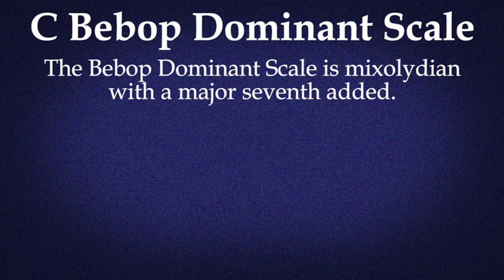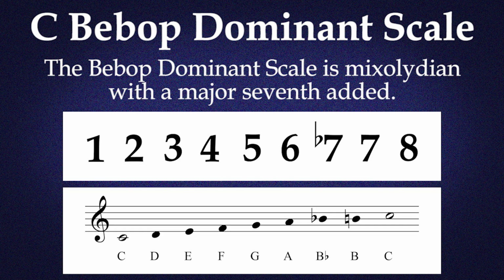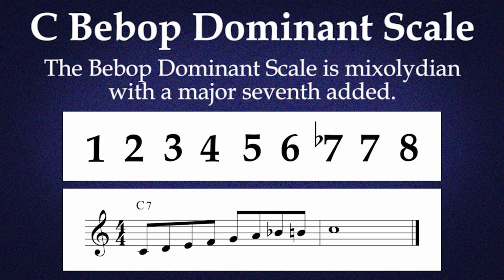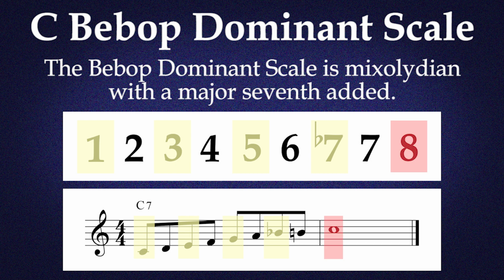The bebop dominant scale is mixolydian with a major seventh added. Its formula is 1, 2, 3, 4, 5, 6, flat 7, 7, and 8. Again, notice how the chord tones, and for a dominant chord they are the 1, the 3, the 5, and the flat 7, all land on each beat, and the tonic falls on the downbeat of the second measure.